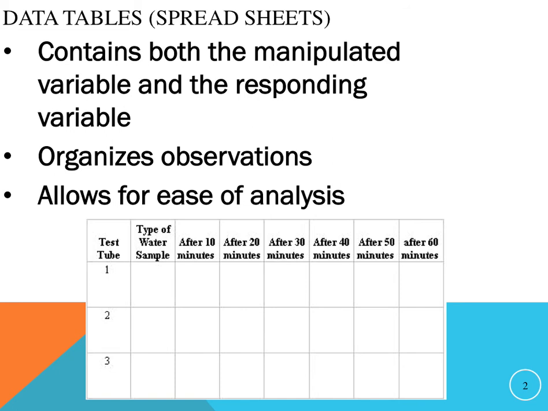So data tables or spreadsheets contain both the manipulated variable and the responding variable, so what you're controlling and the outcome that you are observing. It organizes our observations and allows for ease of analysis. We can see trends in data sometimes just by looking at it, or if we did a spreadsheet, we can highlight areas of it and have it plot or graph that information so we can get a nice visual of it.